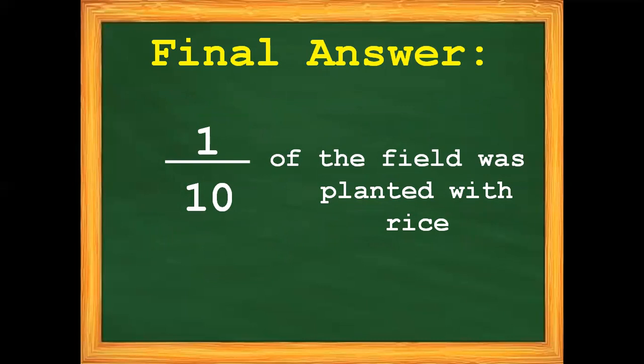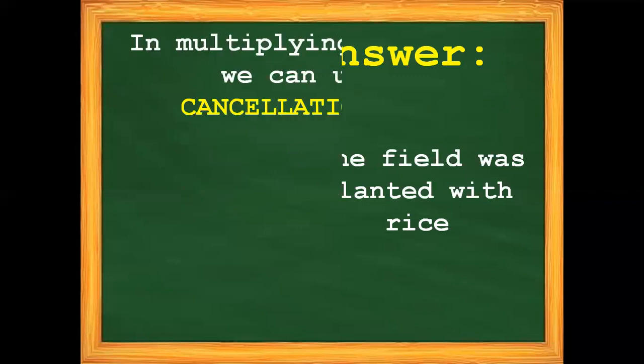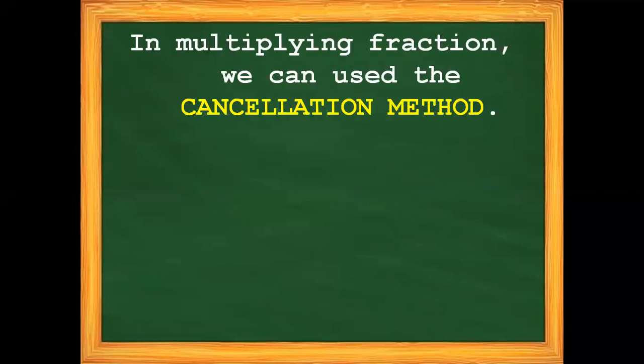Let's try another method or procedure in multiplying a fraction by another fraction. We can use the cancellation method. So we have 1/4 times 2/5. So 1 is a special number. And 2 is a prime number. 5 is a prime number. 4 is a composite number. So we need to give the prime factors of 4, and that is 2 times 2.